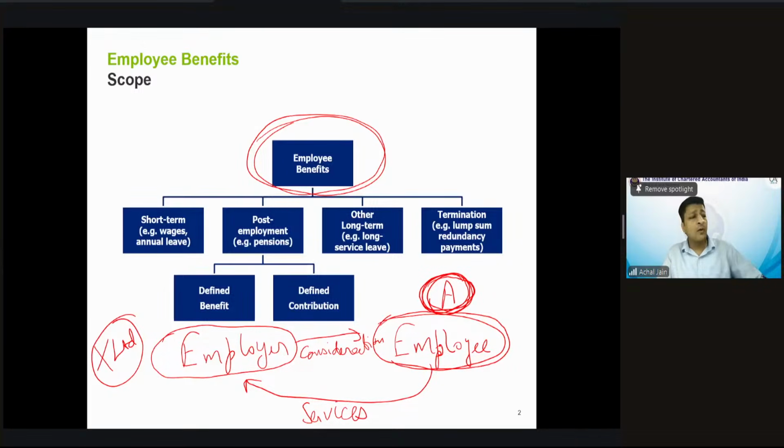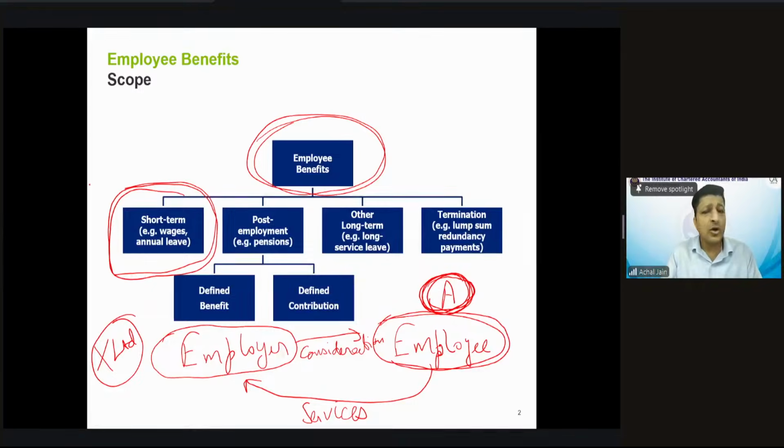Now we will pick up each of these benefits one by one and discuss the accounting requirements. Why is this important? Because accounting requirements for employee benefits will depend on the type of employee benefit that we have. Each type of employee benefit is required to be accounted for in a different manner. So it's not something common for all the types of employee benefits. Now, moving on to the first one, short-term employee benefits.